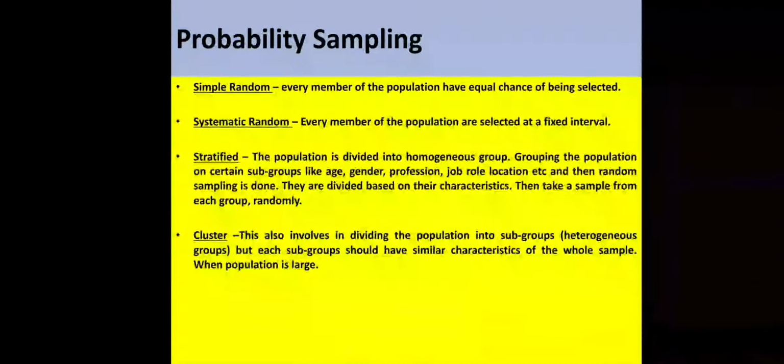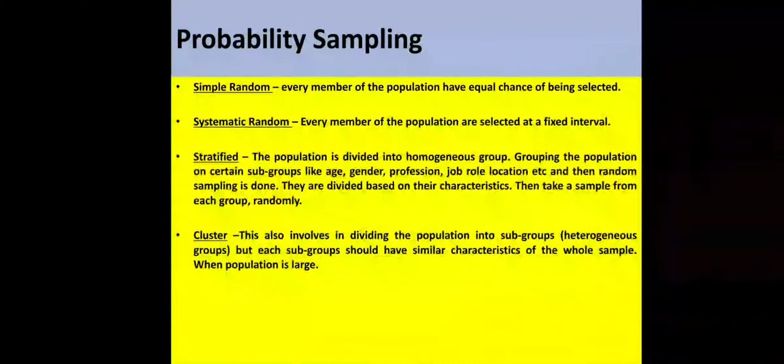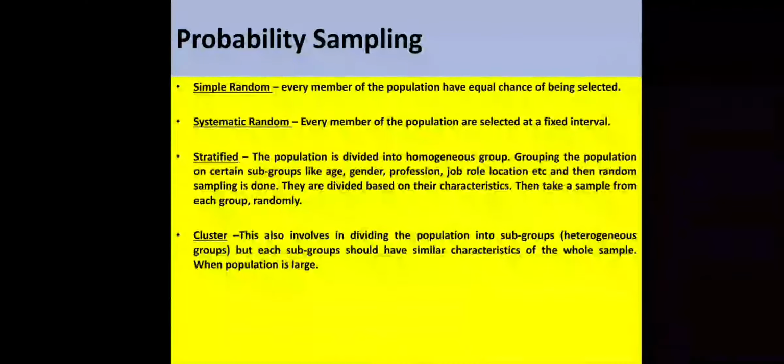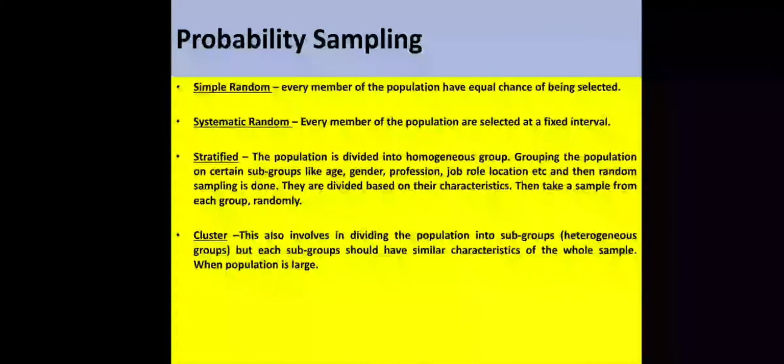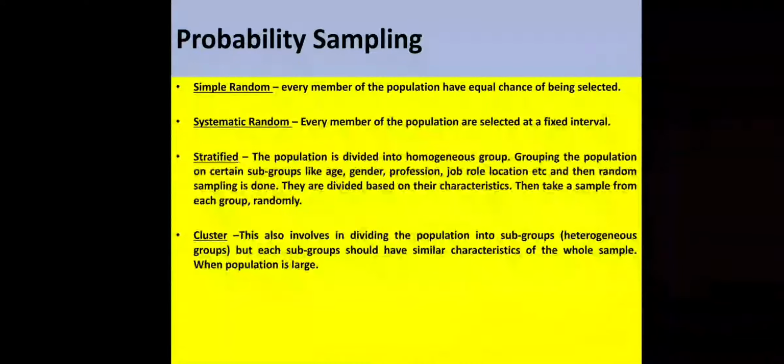Now coming to the stratified random sampling, it states that the population is divided into homogeneous groups. Okay. Grouping the population into certain subgroups like age, gender, profession, job roles, and so on. And then randomly a group is being selected. These groups are being divided on the basis of their characteristics.